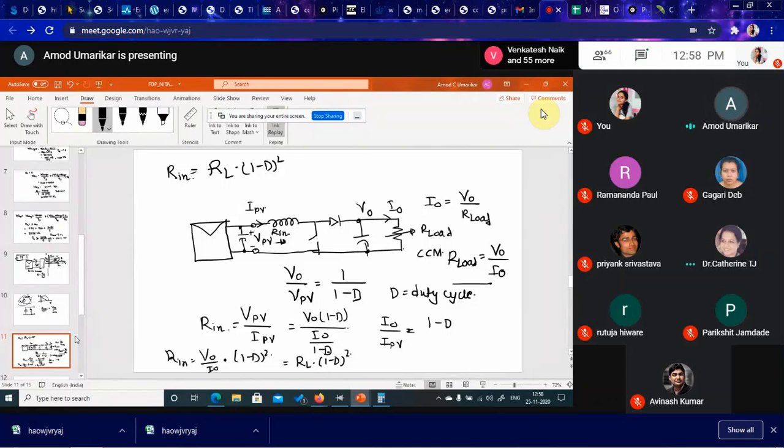RL is not in our hand, so what is in our hand? Duty cycle, correct? Duty cycle is in our hand. So we have to vary the duty cycle in such a way that R in equals RMPP at some duty cycle for a given load. So it is kind of a DMP for a given load. If load varies, this also will vary. Is it clear?